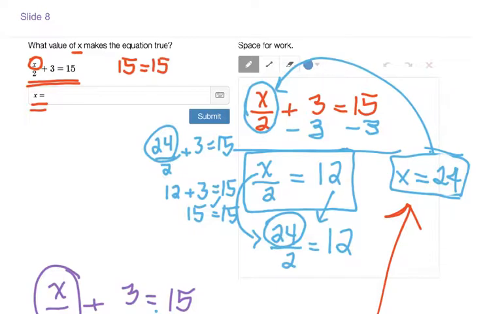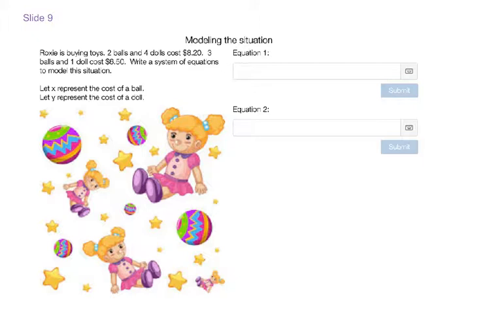Moving on and looking at the next slide. Slide number 9 asks you to model a situation. So in this case, when we say model a situation, that means we're going to write equations based on the information that we have in the problem. So Roxy is buying toys. 2 balls and 4 dolls cost $8.20, and 3 balls and 1 doll cost $6.50. It tells us we're supposed to write a system of equations to model the situation.